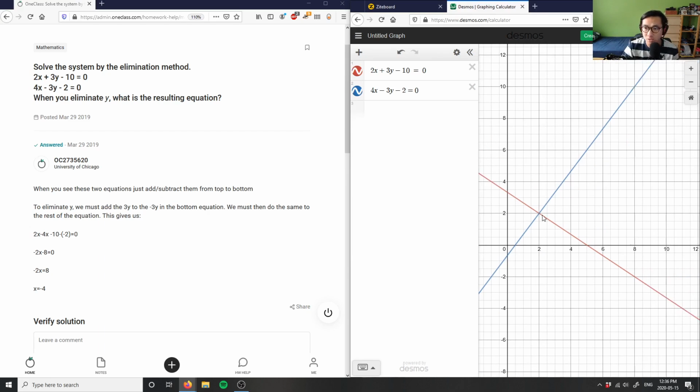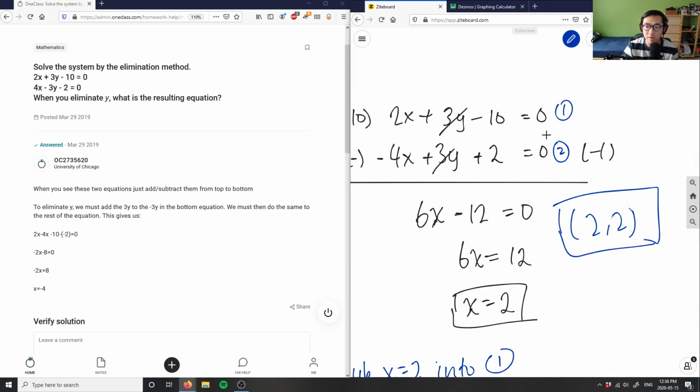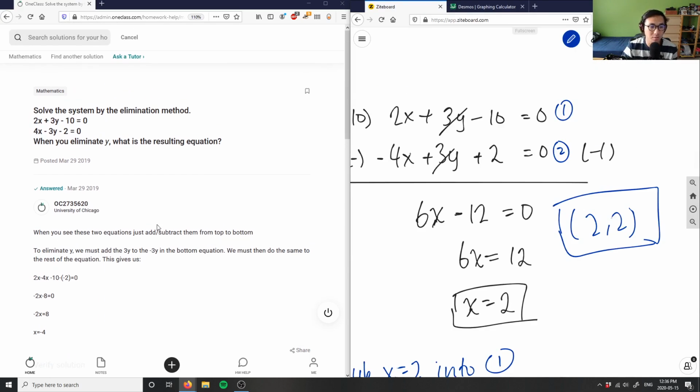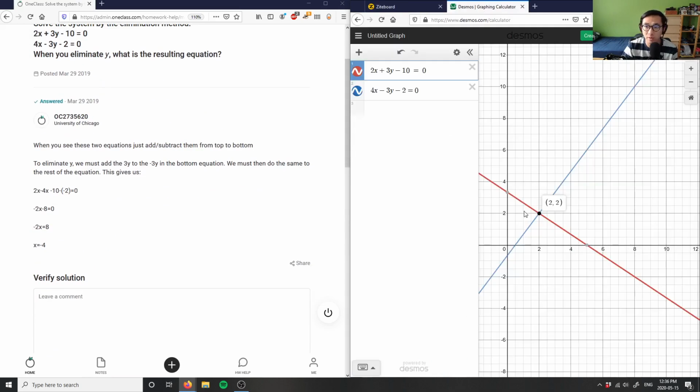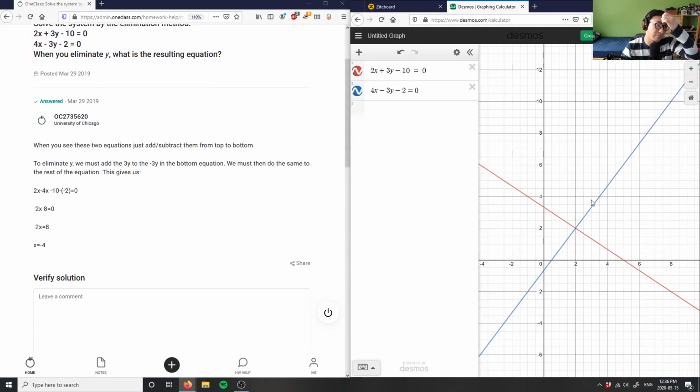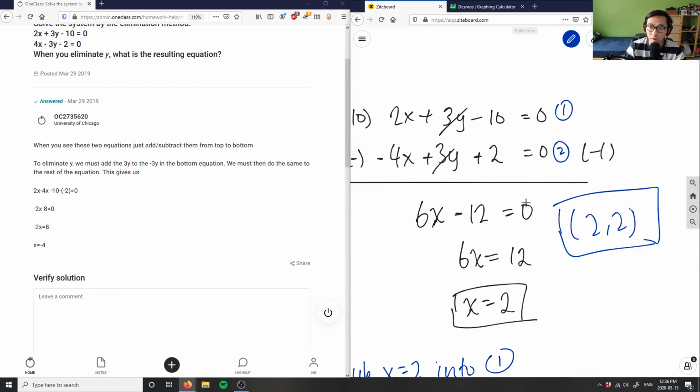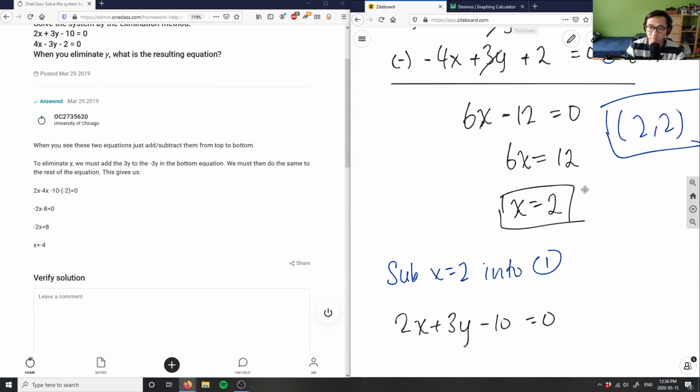My solution here is again 2 and 2, right? So this here is the point of intersection that I care about, 2 and 2, and that's what I solved through here. So in this case, this solution here is incorrect, because x equals 4 is not a solution. In this case, this system of linear equations is going to give us one solution. So this solution here is incorrect.